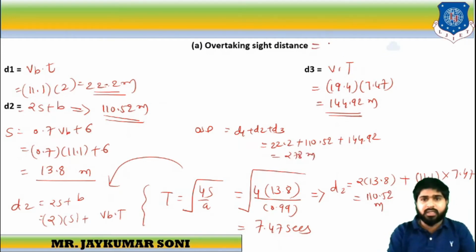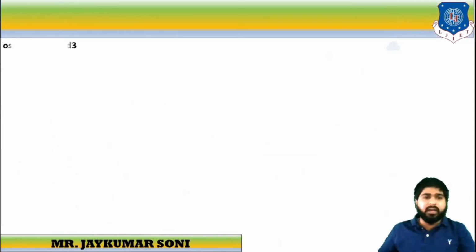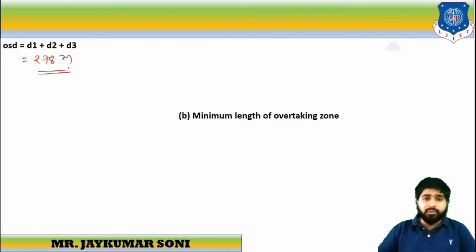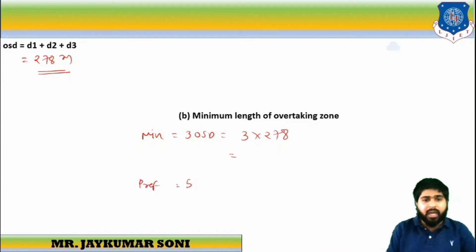Okay, so the first answer we have got is 278 meters. Now the second thing that we are told, this is 278: the minimum length of overtaking zone. Now we know that the minimum to maximum length varies from 3 to 5 OSD. So the minimum length will be 3 into 278, and the preferable length will be 5 into OSD, so it will be 5 into 278. Calculate and tell me what is the answer that we are getting from here.